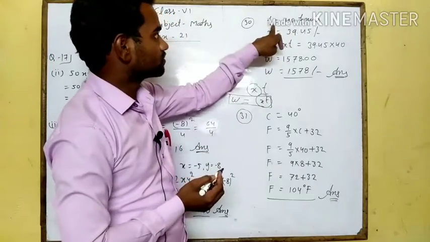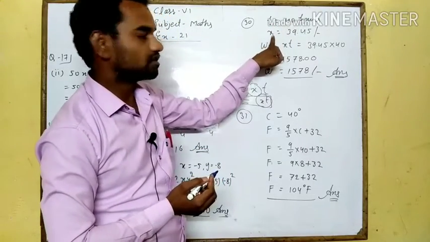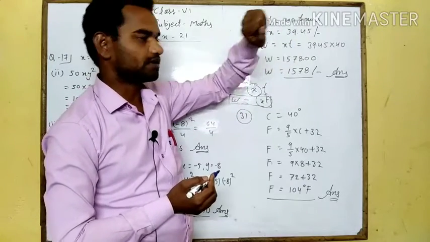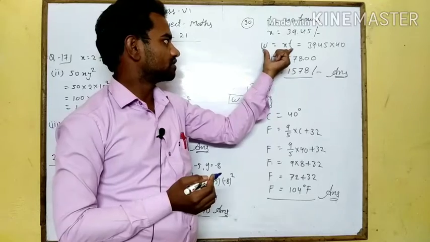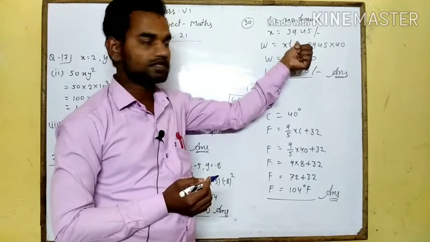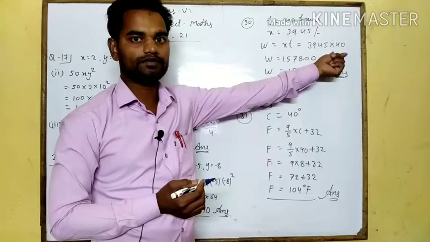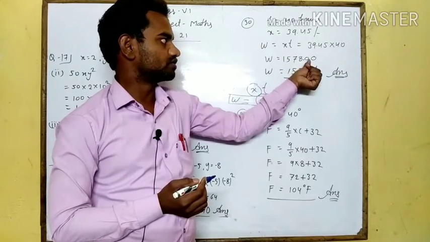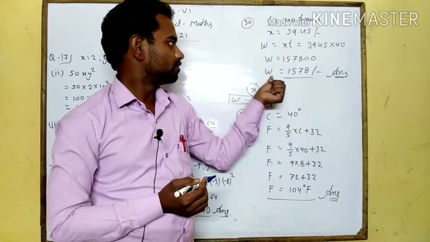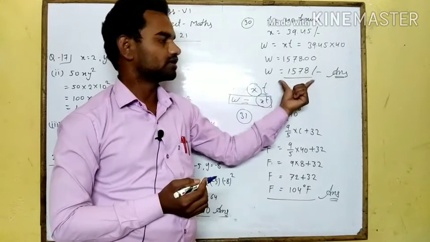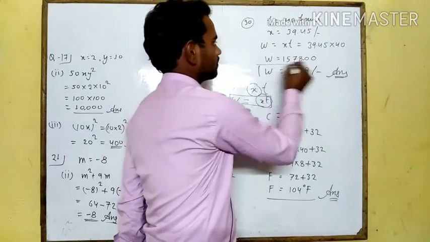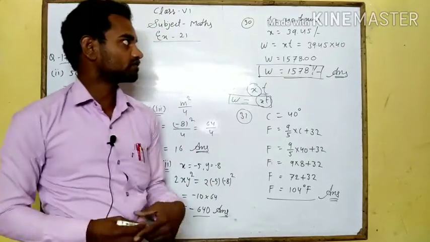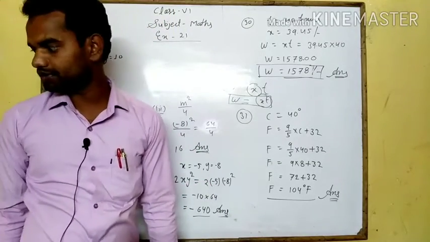Okay. Given values are 40 hours of work. Then the value of 1 hour is 39.45 rupees. Simply place the values in this given equation. W is equal to xt. It means 39.45 multiplied by 40. So it will be 1578.00. 00 will be left there. Then W will be 1578 rupees. This will be the total wages of the person working 40 hours at the rate of 39.45 rupees per hour.